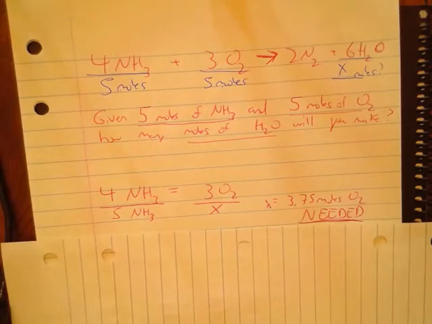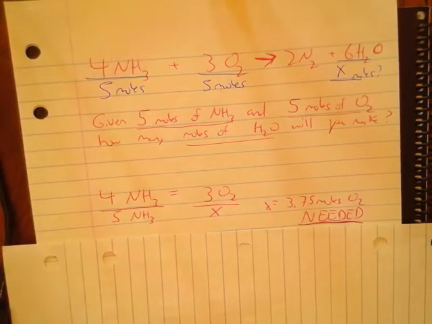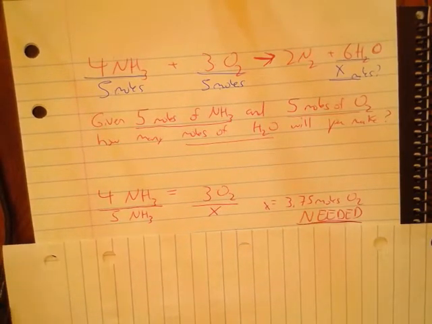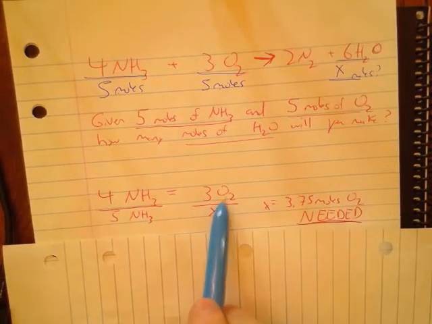Then I simply pick one of the reactants and I say, I don't know, maybe ammonia is going to be my limiting reactant. And it's completely all right to guess. Just pick one and then see what happens. So I'm going to guess that ammonia is my limiting reactant. So I'm going to make a proportion 4 is to 3 as 5 is to X.